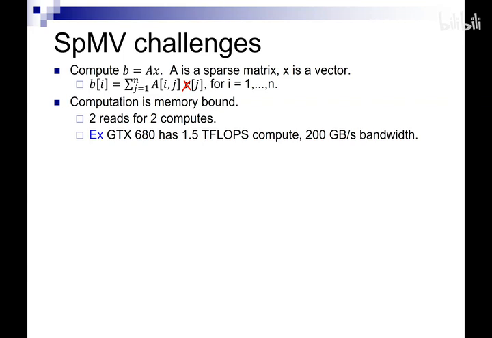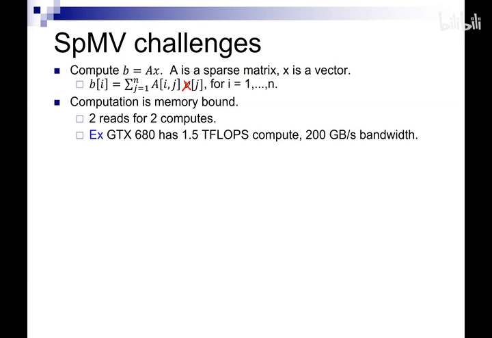To give an example of how much this can impact performance, suppose you have a GPU, something like this GTX card, and it can do 1.5 teraflops, so 1.5 trillion computations per second, and it has about 200 gigabytes per second of main memory bandwidth.